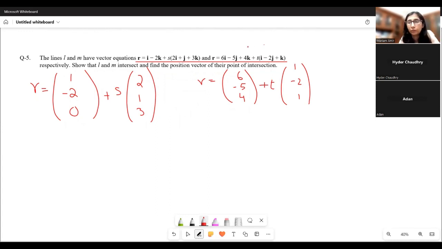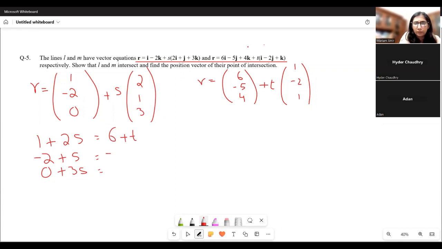Okay, now we need to find the point of intersection of these two three-dimensional lines. So we're going to solve them simultaneously. So we have 1 plus 2s and minus 2 plus s and 0 plus 3s on the left hand side, and on the right side of each equality we have 6 plus t minus 5 minus 2t.